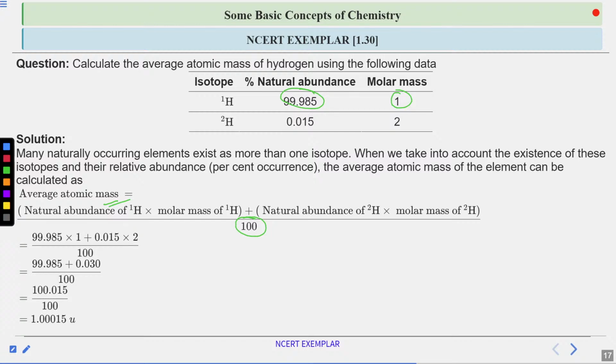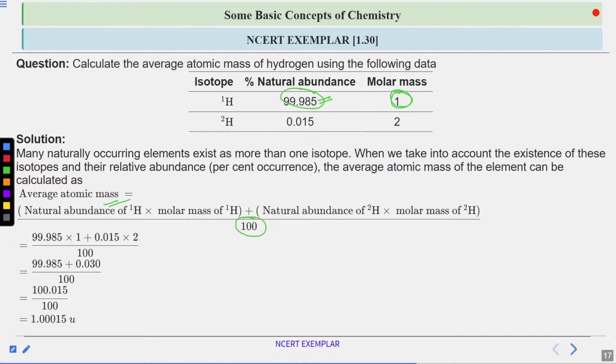Again, I am making you remember, because you need to convert this natural abundance from percentage to the fraction. Now just put all the values. It is really given in the question. So it's very simple to calculate it. What you have to do, first thing, is to convert this percentage into fraction. To do this, you have to divide 99.985 by 100. Second thing, whatever the fraction you get, just multiply that by their molar mass.